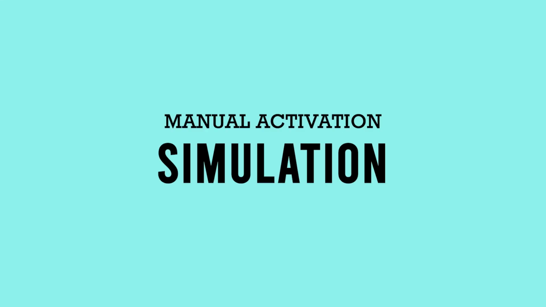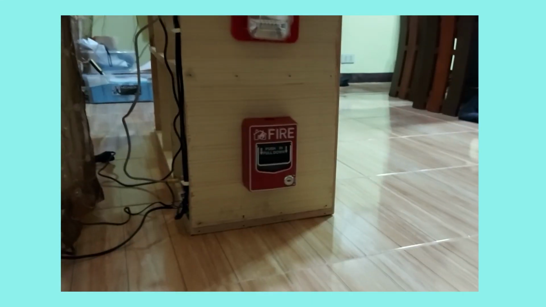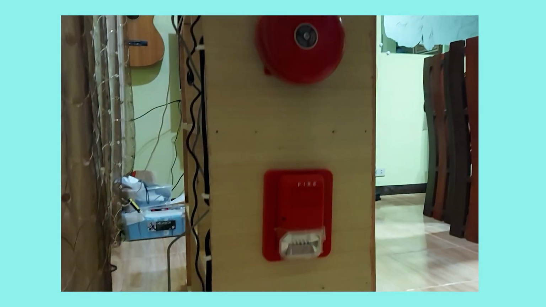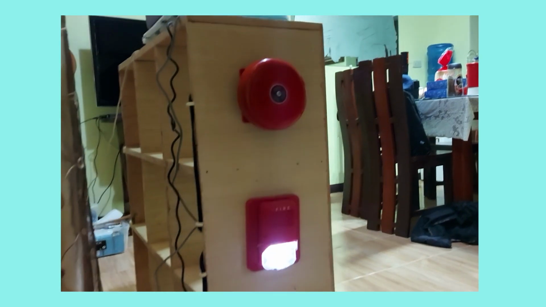In addition to these simulations, we also have the manual activation of the system, where we have a manual pull station which can trigger the fire alarm bell and our strobe lights when needed.